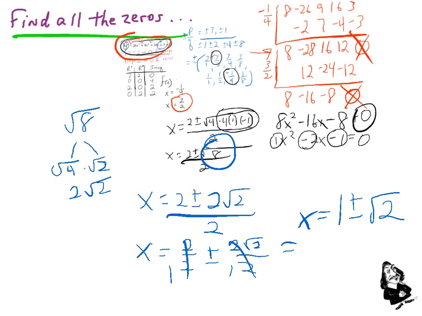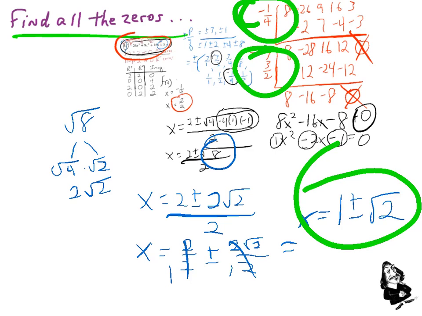We just found, let me change this to green so it'll stick out. So we have x equals negative 1/4. We have x equals positive 3/2. We have x equals 1 plus radical 2. And we have x equals 1 minus radical 2. There are all our roots.